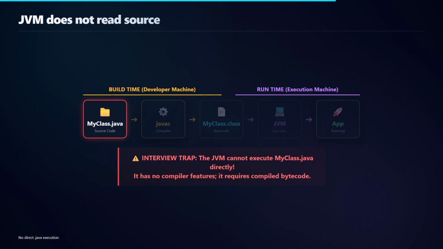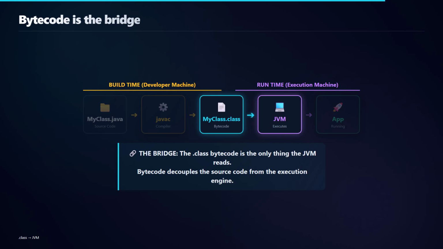The JVM does not take the Java source file directly. That shortcut is the trap. The bridge is bytecode. Source becomes .class, and then the JVM can run it.